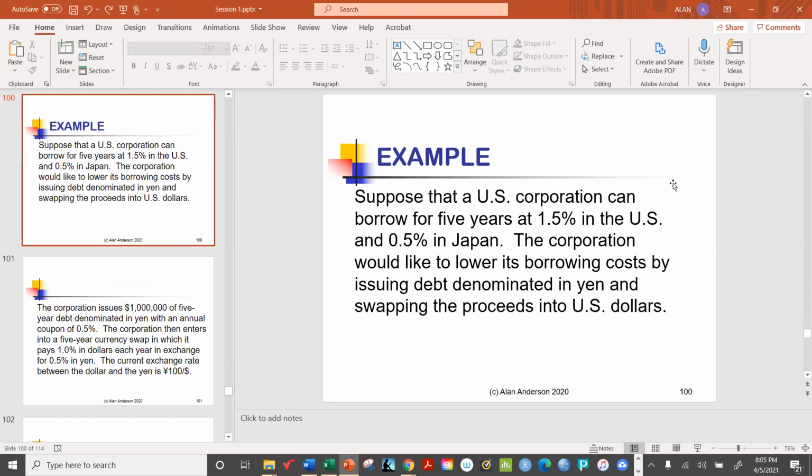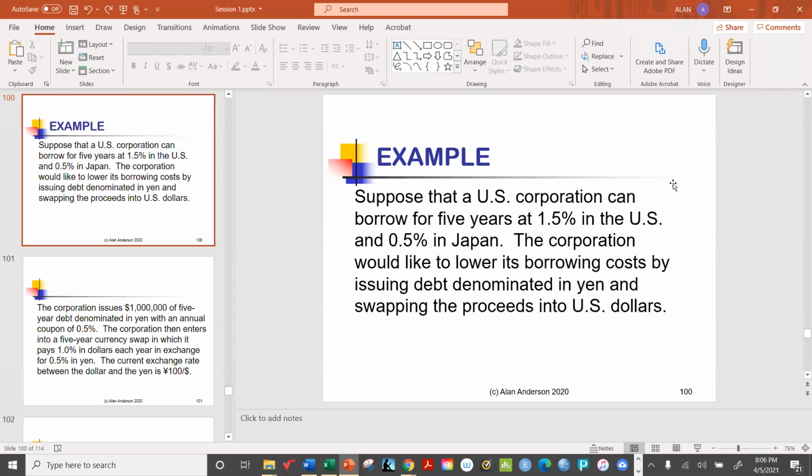Let's say that we have the ability to borrow for 5 years. We're an American corporation. We have the right to borrow for 5 years at 1.5% in the United States, but because we're a multinational corporation, we can also borrow for 0.5% a year in Japan. Well, here's what we'd like to do. We'd like to try to take advantage of this. We want to borrow in yen in Japan and then turn them back into dollars.